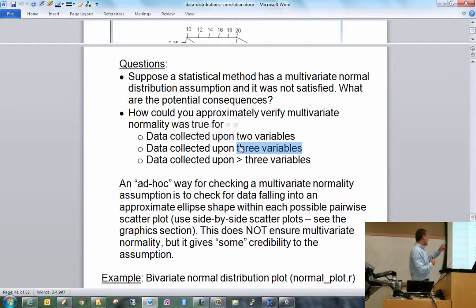So, I'll actually get to that, an ad hoc way for checking multivariate normality; you could use something like that. But let's say we did really want to check trivariate normality, how could we do it? So imagine a scatter plot in 3D of x1, x2, and x3. What shape do you think the points would fill in that three-dimensional area if you did truly have trivariate normality? What shape do you think?